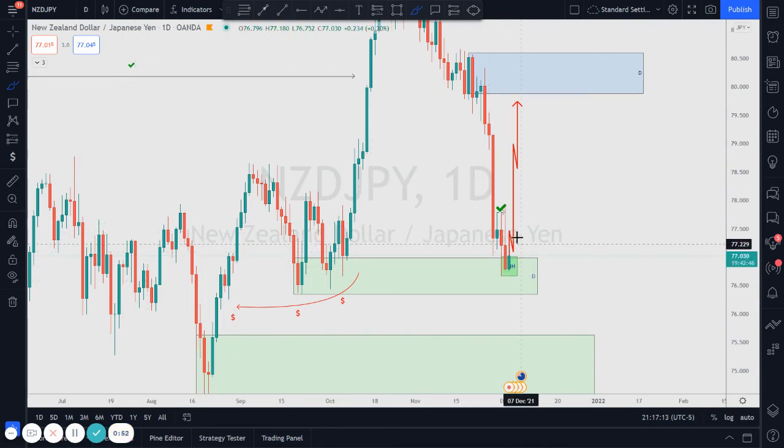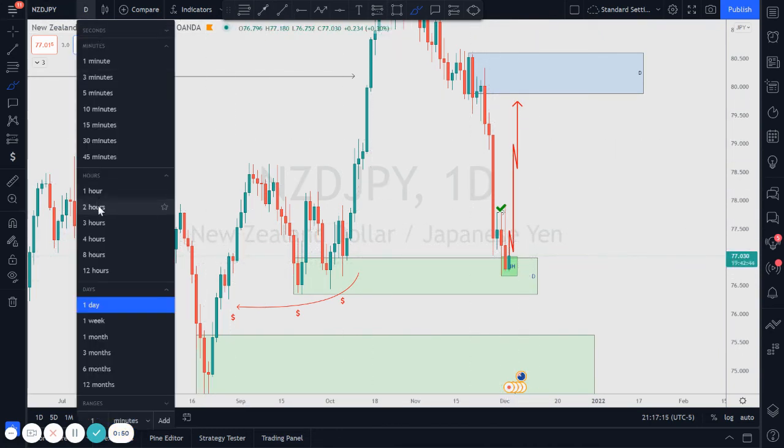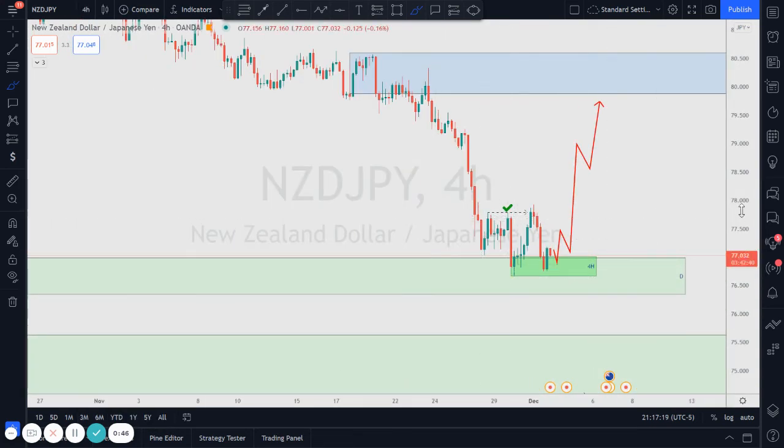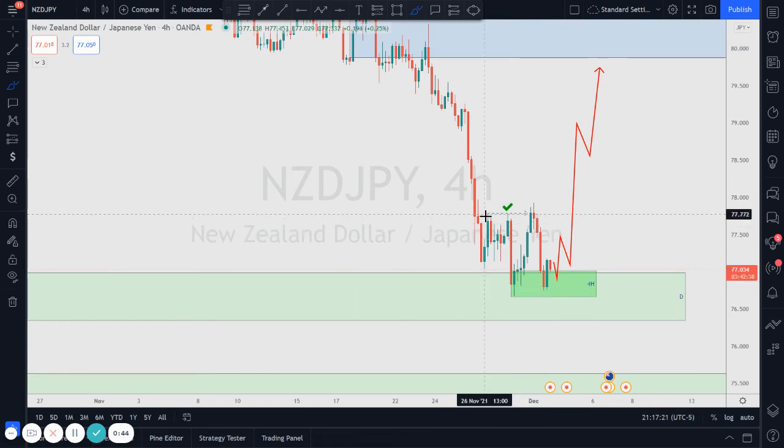Let's take a closer look at what's happening over here. Okay, 4 hour. It's forming a pattern. It looks like an inverted head and shoulders. This could be the left shoulder. This could be the head. All right, but like I said, it may be turning here.